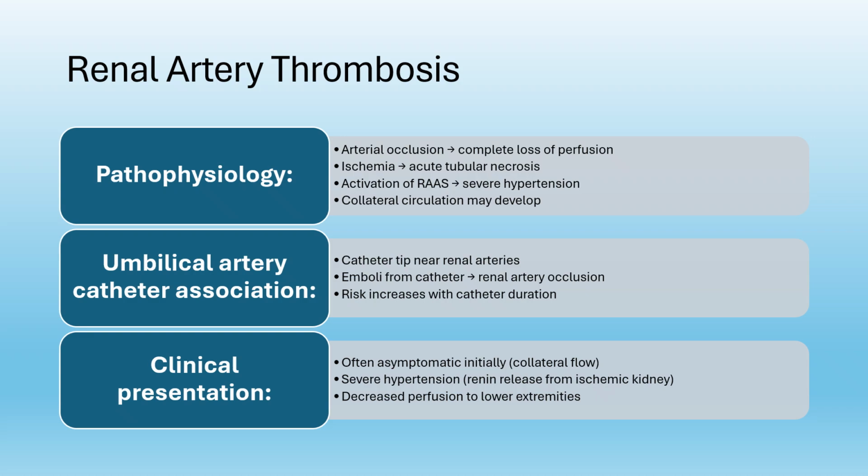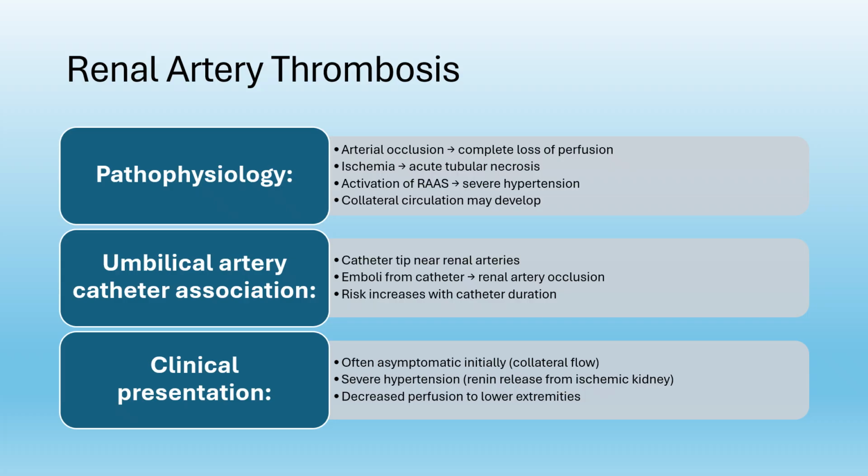The association with umbilical artery catheters deserves attention given the frequency of this iatrogenic complication. Catheter tips positioned at or above renal artery level create multiple thrombosis mechanisms. Direct endothelial trauma from the catheter tip initiates local thrombus formation. Turbulent flow around the catheter disrupts normal laminar patterns, creating stasis areas. Microthrombi form on catheter surfaces and embolize to renal arteries.